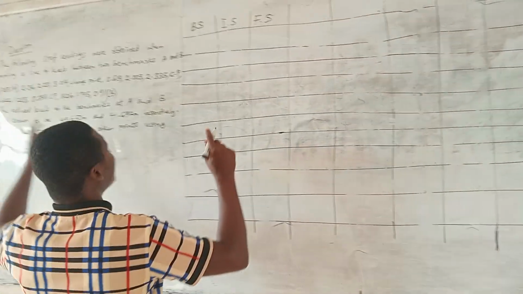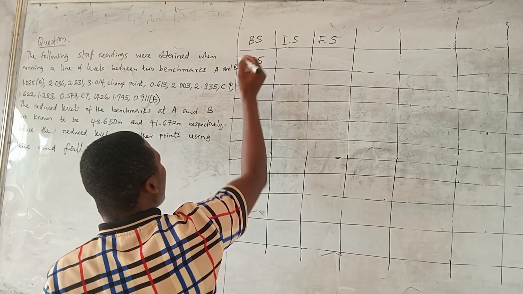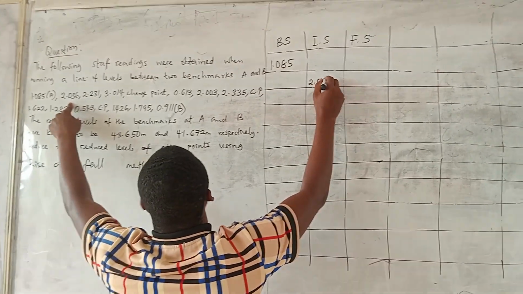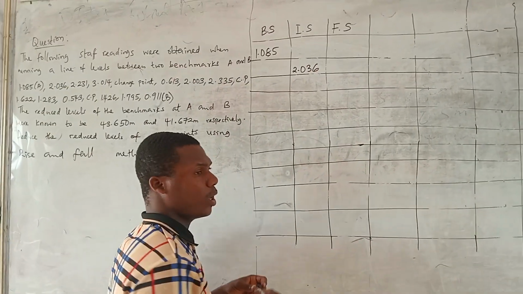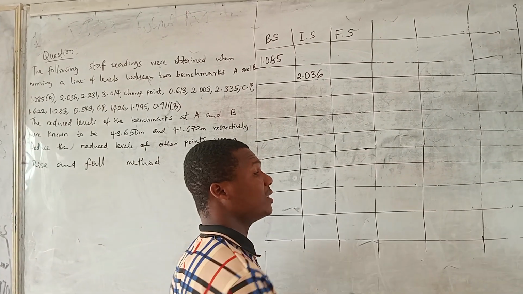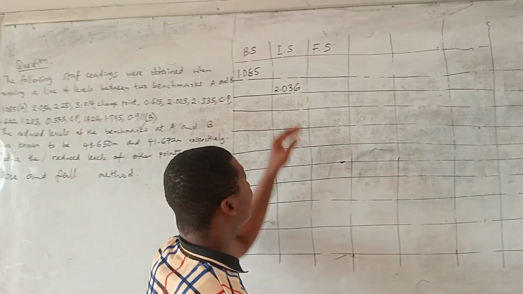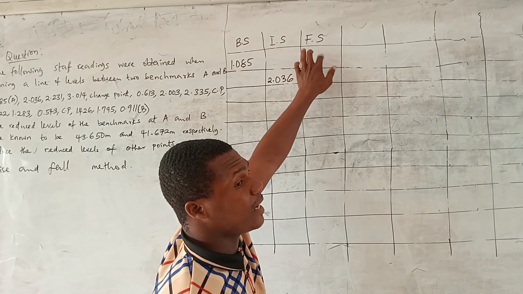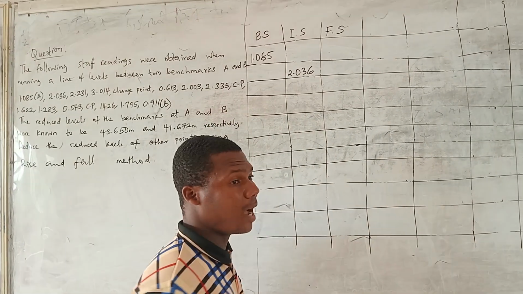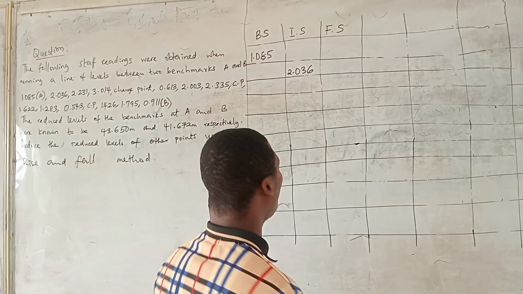Okay, let's do this first. The first reading we have is 1.085 and it is a backsight. This line cannot have any other reading apart from backsight. It's the line of the benchmark, which is the very first. This very first one is always the backsight, and no other reading will be there. You cannot have intermediate and foresight here. But subsequently, when there is a change of instrument, there will be backsight and foresight on the same line. That's when we have change of point.